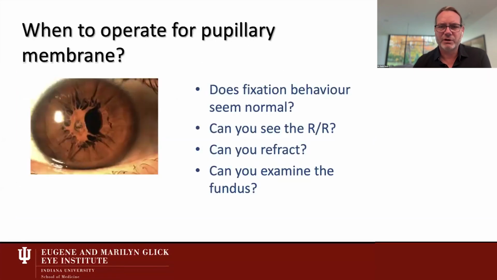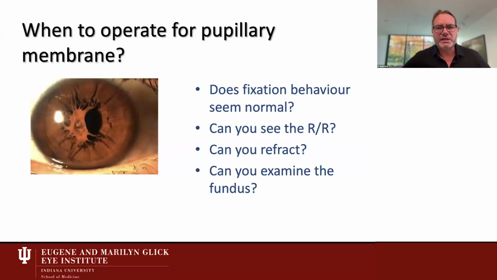All right, we'll dig right into our first question. This is an interesting question, I thought. The question was when to operate for pupillary membranes. And people often get worked up about these. I find that the vast majority of the time, these do not require surgery. So how do you know whether or not to intervene? Because there certainly are some risks when you intervene. You could create a cataract.